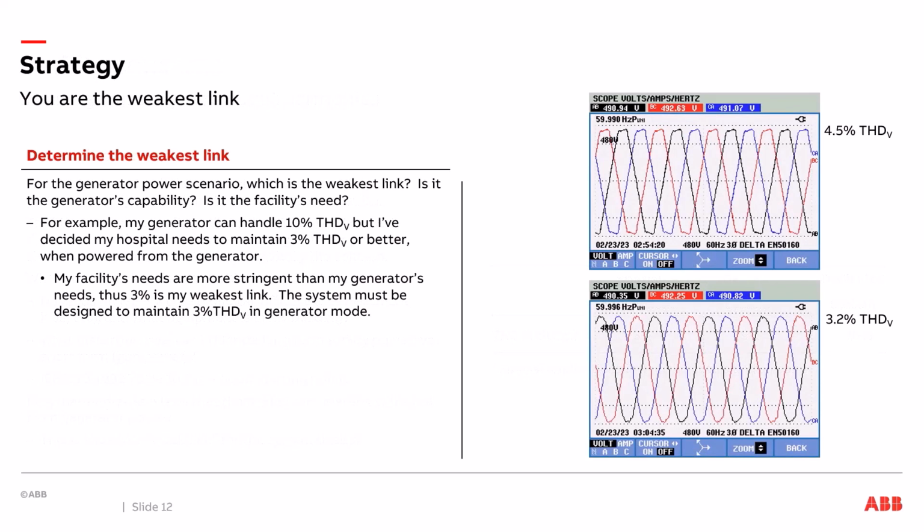Let's take a look at this weakest link concept now. So we're going to consider the generator power scenario. I'm not worried about the utility. Again, utility's got IEEE 519 to tell you what the levels need to be. But for my generator mode, that short-term generator mode, I've got to figure out what my weakest link is. Is it the generator's capability, or is it my facility's need? Which of those two is more stringent, needs to have better power quality? Is it the generator capability, or is it my facility?